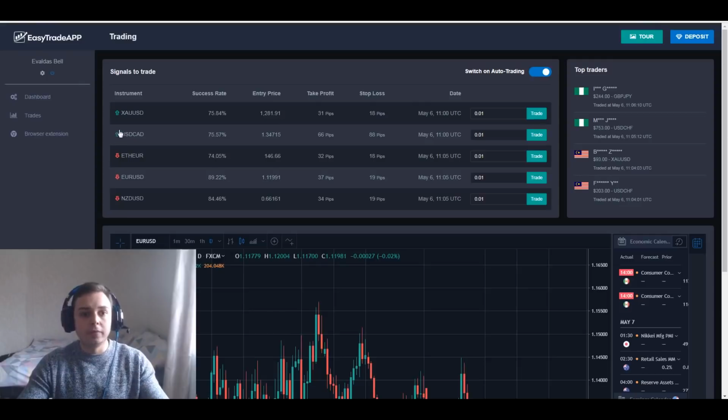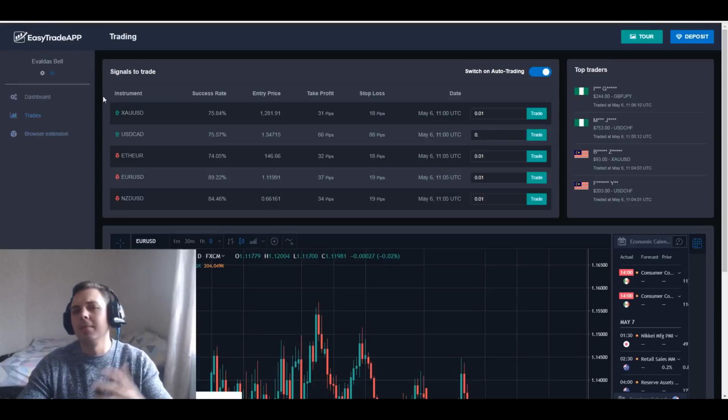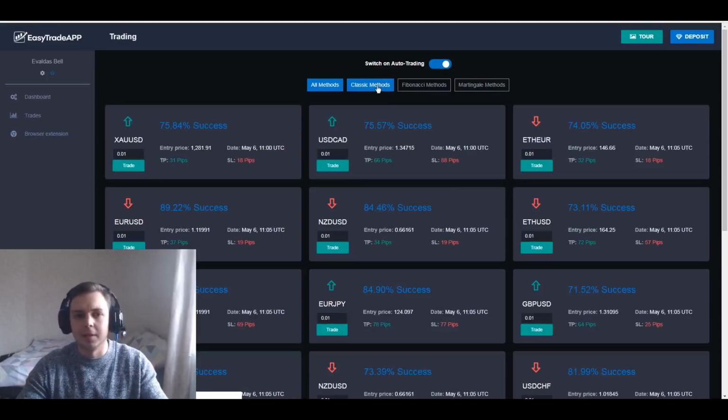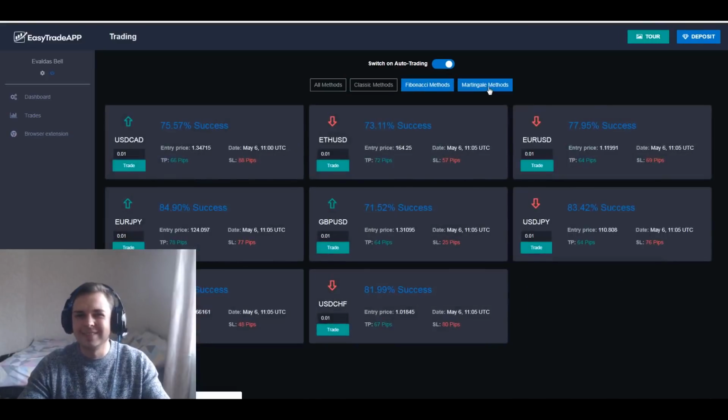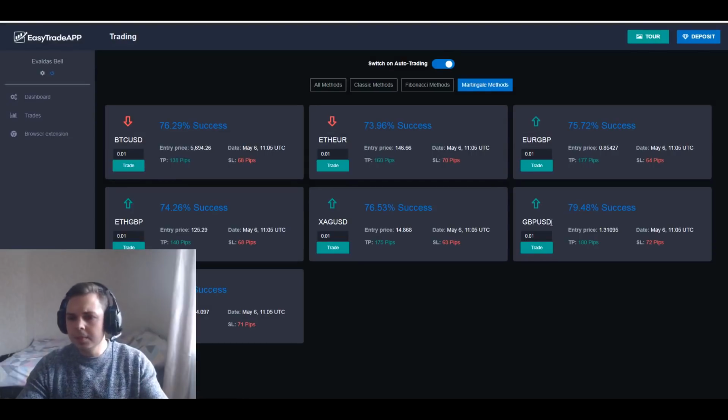So obviously USD CAD, I see a trade over here. Let's just place that trade. Maybe not analyze, but have a look at other trades. USD CAD, I'm always skeptical with that one. GBP USD has a 79% success rate, 180 pips take profit. That's why I wouldn't trade this. 180 pips is too much.